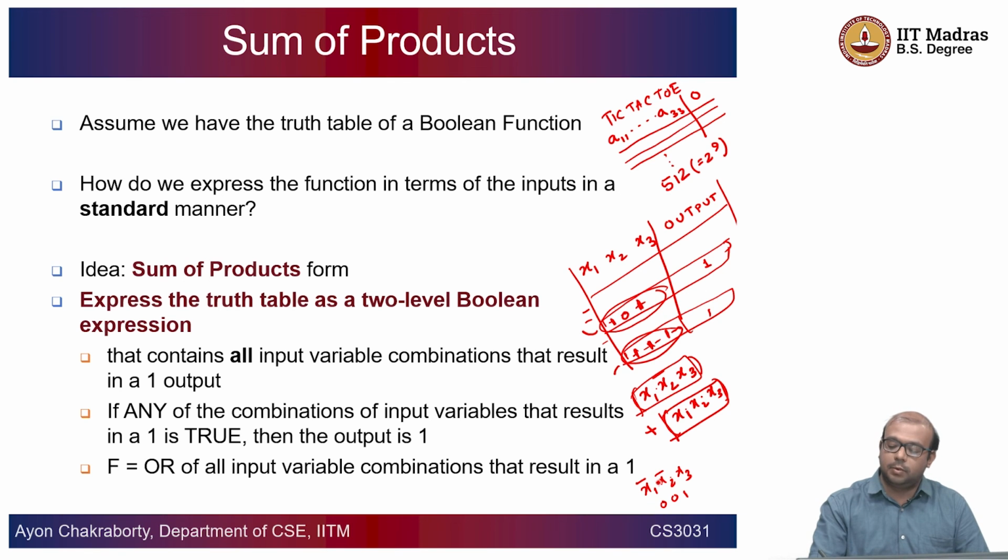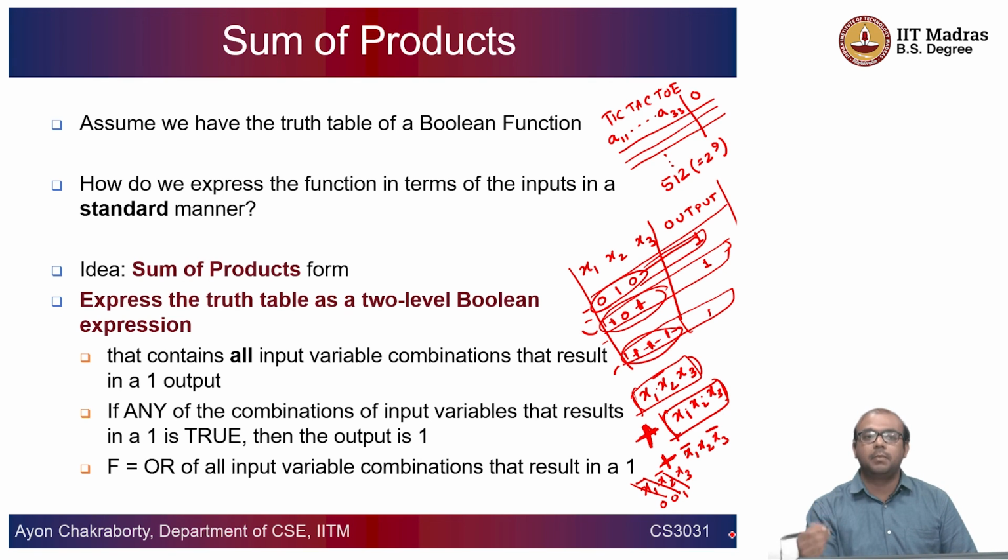And what we are trying to say is that the final output is going to be a sum of the products. You might have three inputs, maybe here let's say 0 1 0. This also led to 1. So you have another one, plus what will be 0 1 0: x1 bar, x2, x3 bar. So this is a sum of these products.